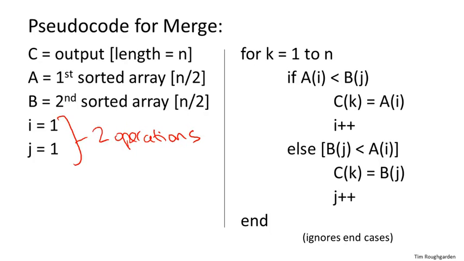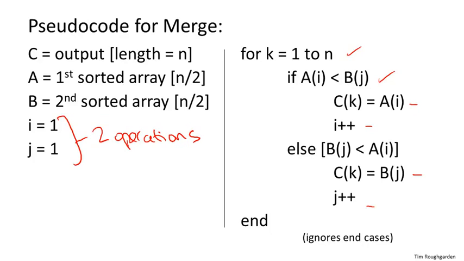Well, we have one here. We have a comparison. We compare A(i) to B(j). And either way the comparison comes up, we then do two more operations. We do an assignment here or here, and then we do an increment of the relevant variable, either here or here. So that's going to be 3 operations per iteration. And then maybe I'll also say that in order to increment k, we're going to call it a 4th operation. So for each of these n iterations of the for loop, we're going to do 4 operations.